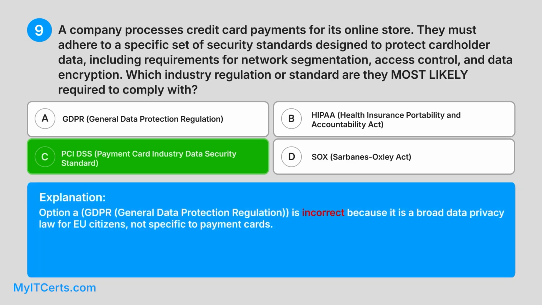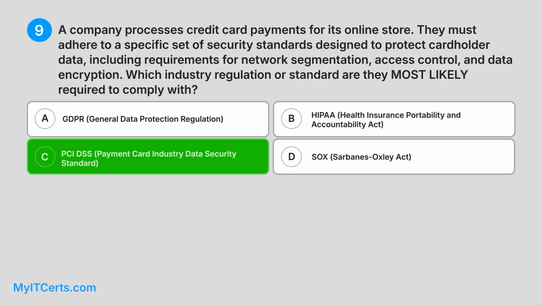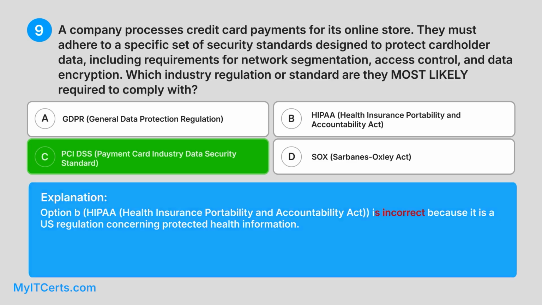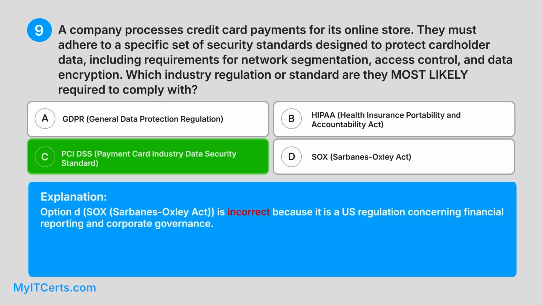Option A, GDPR, General Data Protection Regulation, is incorrect because it is a broad data privacy law for EU citizens, not specific to payment cards. Option B, HIPAA, Health Insurance Portability and Accountability Act, is incorrect because it is a U.S. regulation concerning protected health information. Option D, SOX, Sarbanes-Oxley Act, is incorrect because it is a U.S. regulation concerning financial reporting and corporate governance.